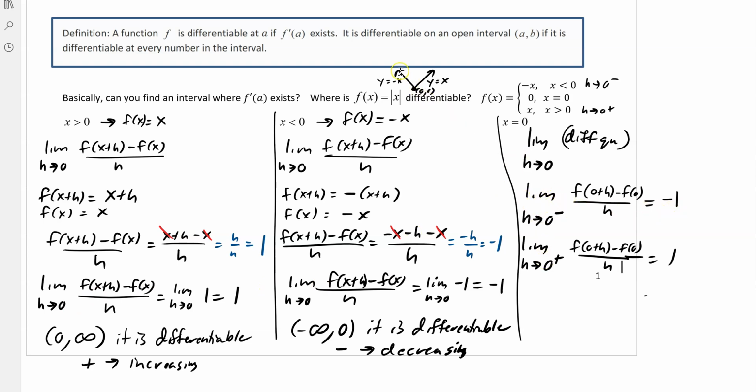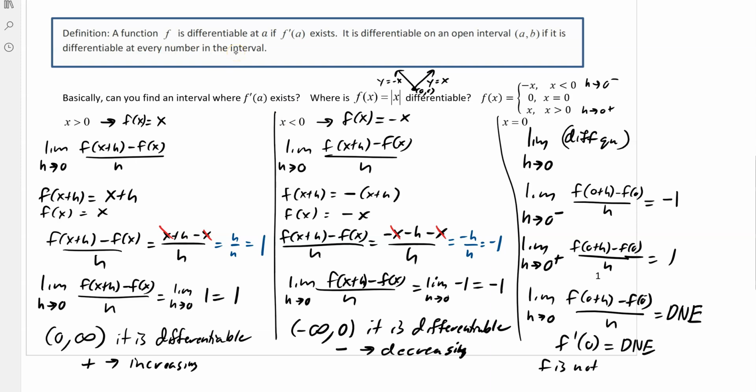And then you can even just see it. Coming in from the left, it's negative 1. Coming in from the right, it's positive 1, because that's our slope. The slope here is negative 1. The slope here is positive 1. And now you'll see that the limit as h approaches 0 of f of 0 plus h minus f of 0 over h does not exist. And so if f prime of a does not exist, it's not differentiable. So f prime of 0 does not exist, which means the function is not differentiable at 0. So f is not differentiable at 0. And there you go.